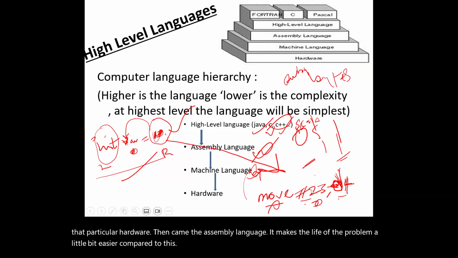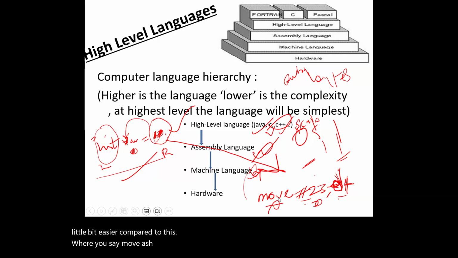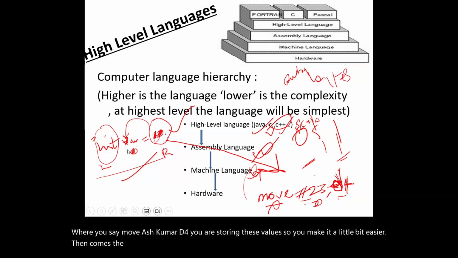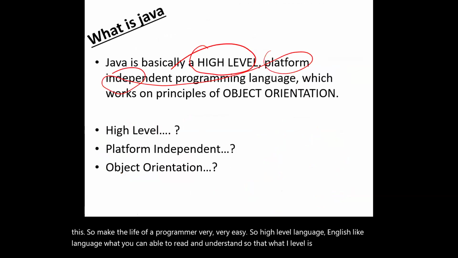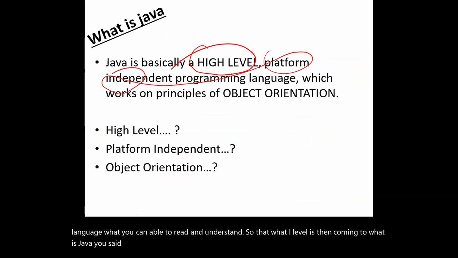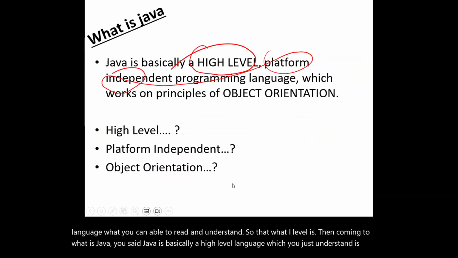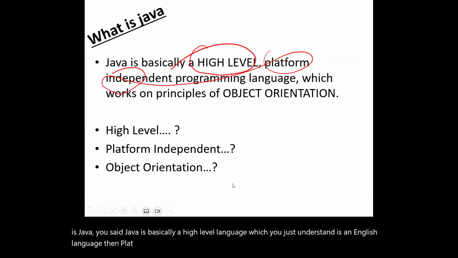It makes the life of the programmer a little bit easier compared to this, where you say move #, command D4, you are storing this value. Then comes the high-level language, which is English-like language. We can understand this, so it makes the life of a programmer very, very easy. So high-level language is English-like language that you can read and understand. Then coming to Java, Java is basically a high-level language. Then platform independence.